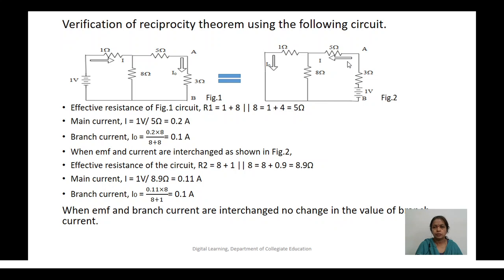So the main current is given by the battery voltage, 1 volt, divided by the effective resistance 8.9, which is 0.11 amps. The branch current is the main current into the resistance of the other branch divided by the sum of the resistances, and again we are getting 0.1 amps. So there is no change in the branch current if we interchange the source and the branch current. That is what the reciprocity theorem says.